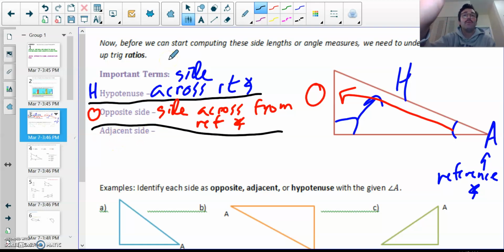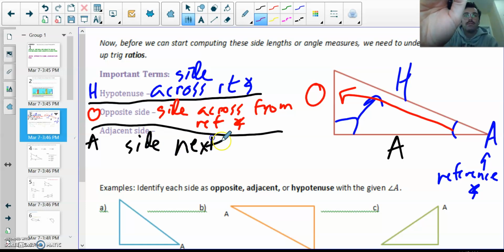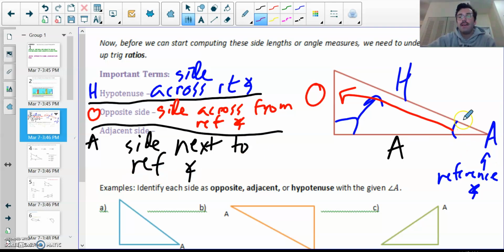We know what adjacent means, and we use A. I know that's confusing because we have this A here, which is our angle A, and this is the side A. Adjacent means next to. It's next to our reference angle, and it's the side that is used to form the angle.